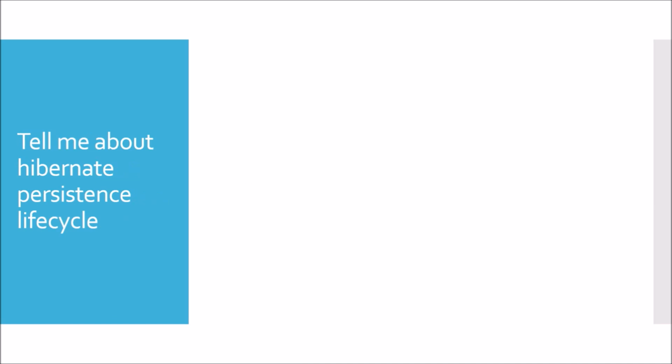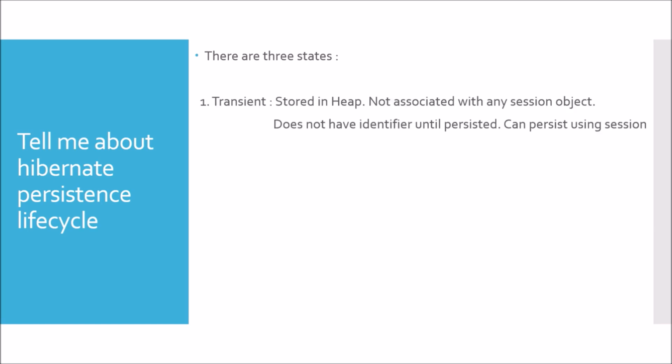Tell me about the Hibernate persistence lifecycle. There are three states in the Hibernate persistence lifecycle. The first is transient. A transient object is stored in heap. It is not associated with any session object. It does not have any identifier because it is still not persisted in the database. To persist a transient object, you can use session and its methods like merge, update, save.